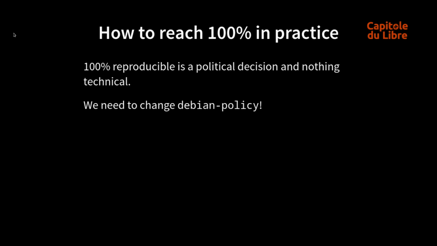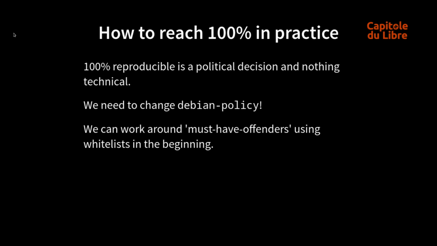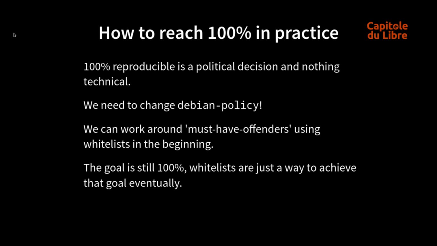So how to reach 100% in practice? 100% is a political decision and nothing technical, in my opinion. We need to change Debian policy to get to 100%. We can work around by whitelist, because if the kernel or whatever is not reproducible and we want it, then okay, we'll ship it. But the goal is still 100%, and whitelists are just the means to achieve that.